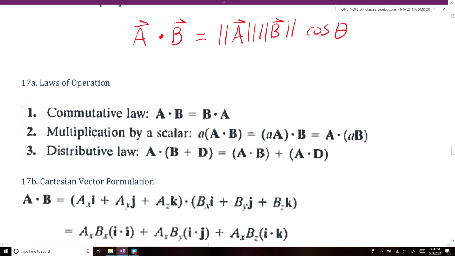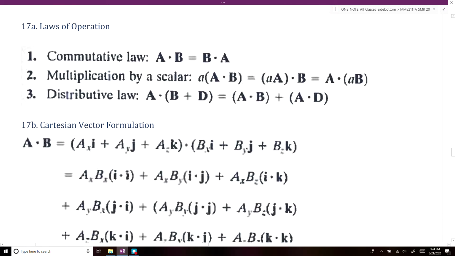The order in which you take the dot product doesn't matter: you can multiply vector A by vector B first or vector B by vector A first. You can multiply a dot product by a scalar number before you do the dot product, and you'll get the same answer. You can add vector B plus vector D and then take the dot product with A, or you can take the dot product of A and B individually, then add the dot product of A and D, and you get the same answer.